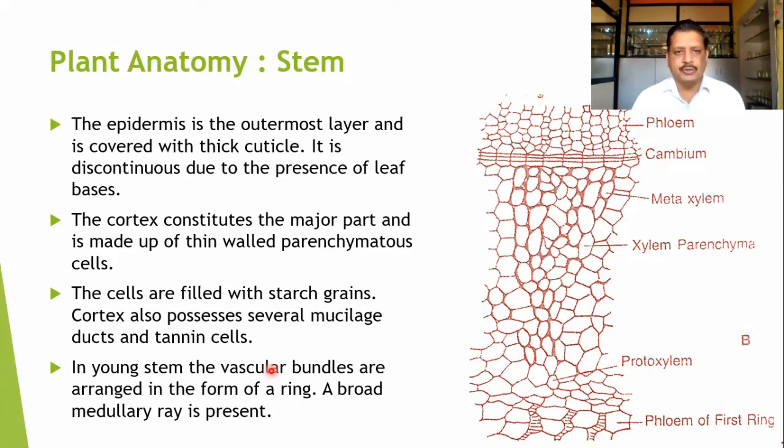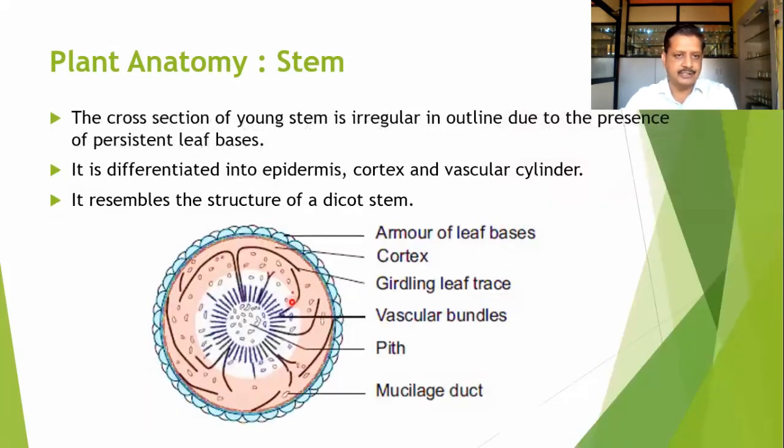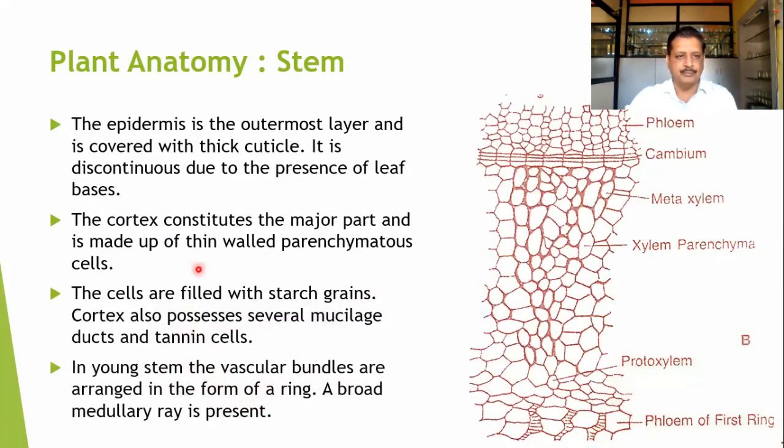The cortex consists of the major part and it is made up of thin-walled parenchymatous cells. The cells are filled with starch grains, and the cortex also possesses several mucilage ducts and tannin cells. Here you can observe the mucilage duct and the tannin cells, and at the center there are the vascular elements.